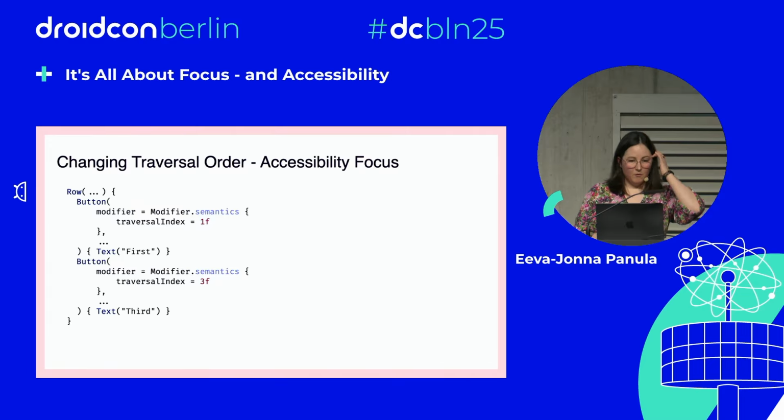So for the buttons, we would call the semantics modifier and then set the traversal index on it. Within this group, the first button would be the first, and the third button would be the third. That's why we are setting the traversal index to 1 and 3 in this slide.